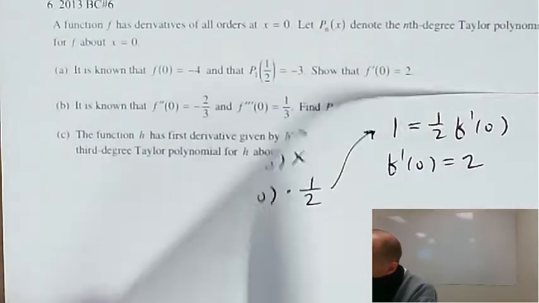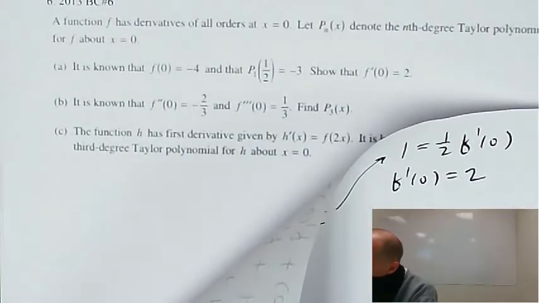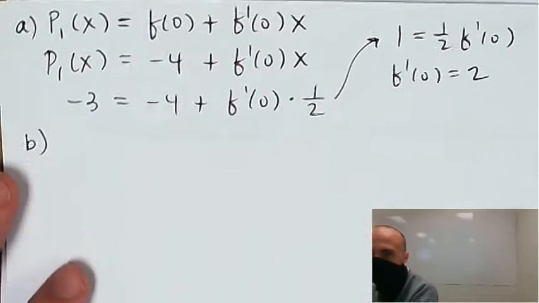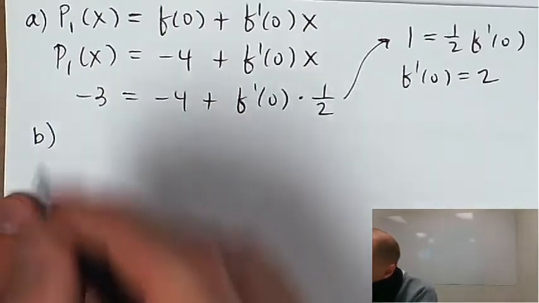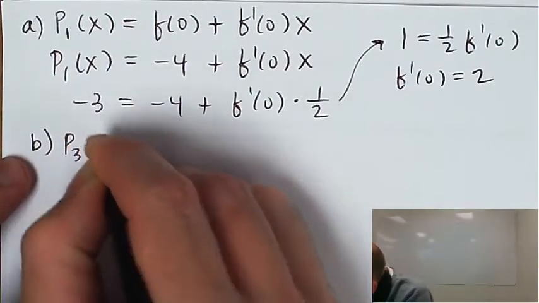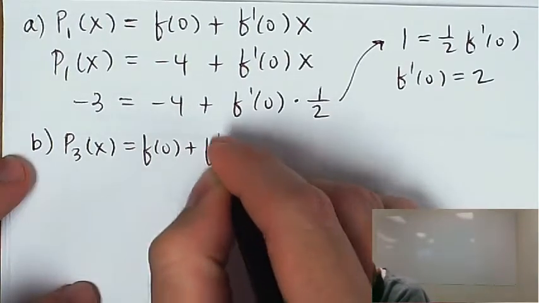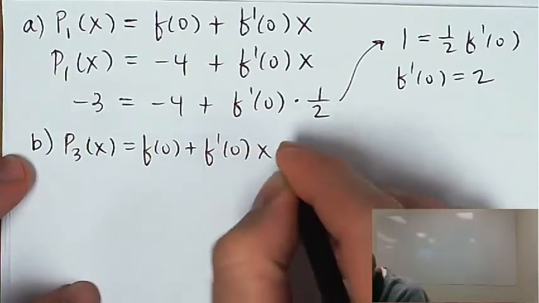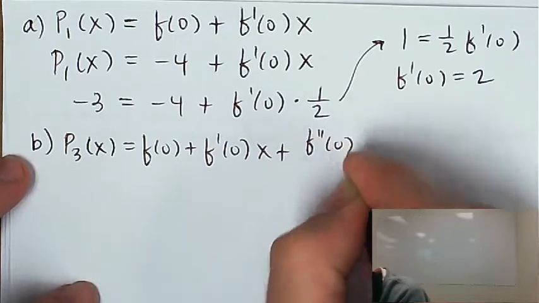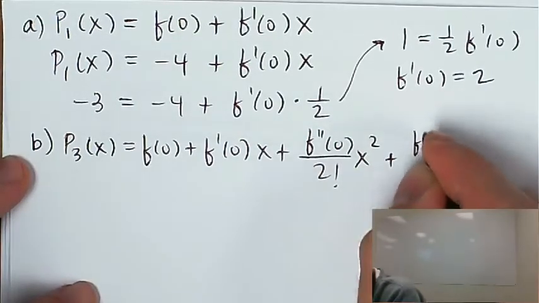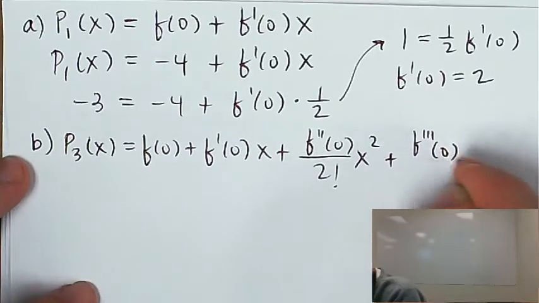It is known that f double prime of 0 is -2/3 and f triple prime of 0 is 1/3. Find P3 of x. Oh, I would be happy to do that. And I'll say P3 of x is equal to f of 0 plus f prime of 0 times x plus the second derivative over 2 factorial times x to the second power, plus the triple prime over 3 factorial times x to the third.